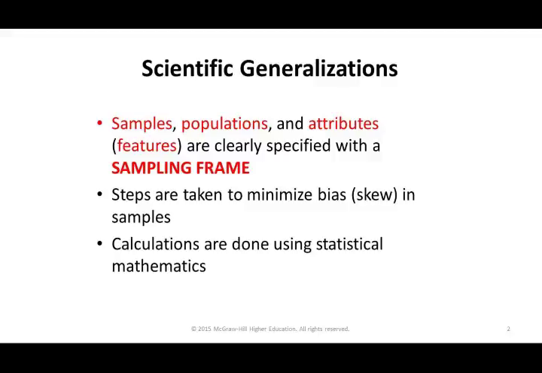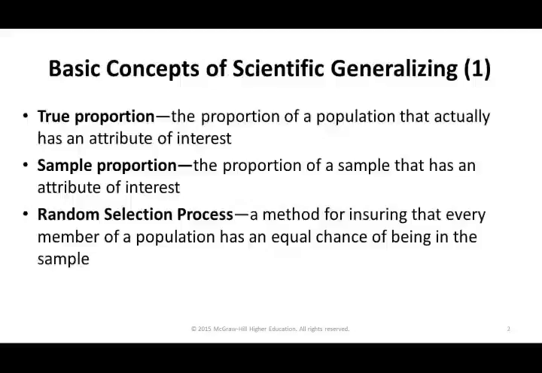Now, some of the basic concepts of scientific generalizing is, number one, true proportion. To say that there's a true proportion means that the proportion of a population, remember that that's the group we're drawing our conclusion about, actually has the attribute of interest. So the true proportion is the proportion that we're talking about in our conclusion, right? The sample proportion is different. That's the proportion in our sample that has our attribute of interest.